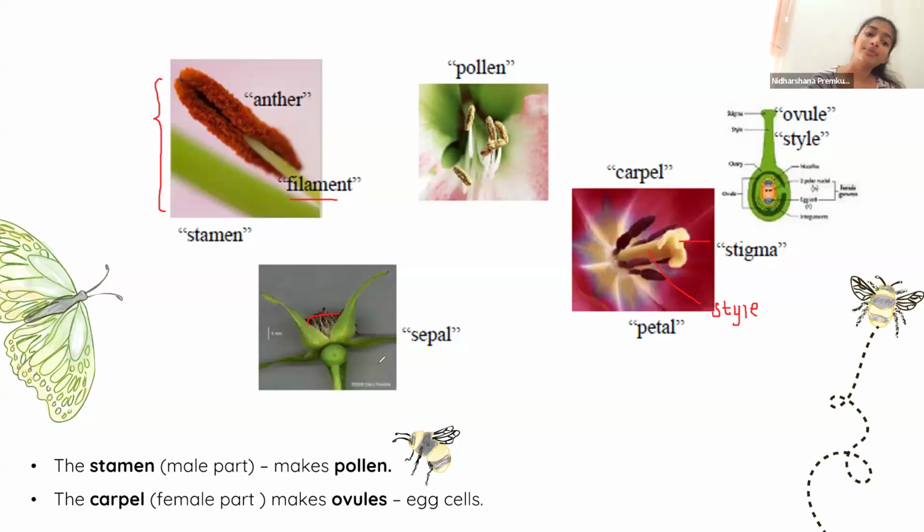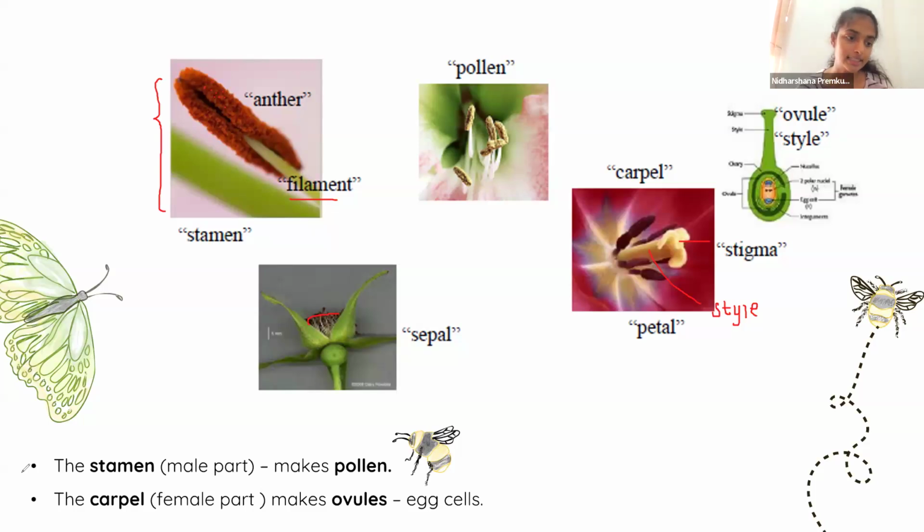Now, the stamen's main function, which is the male part, is to make pollen. The carpel or the pistil, the female part, has the main function of making ovules or the egg cells.